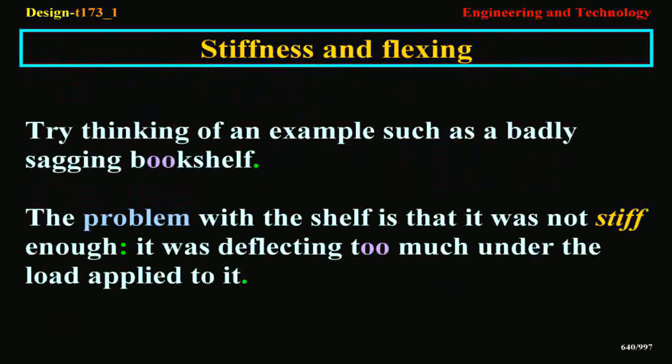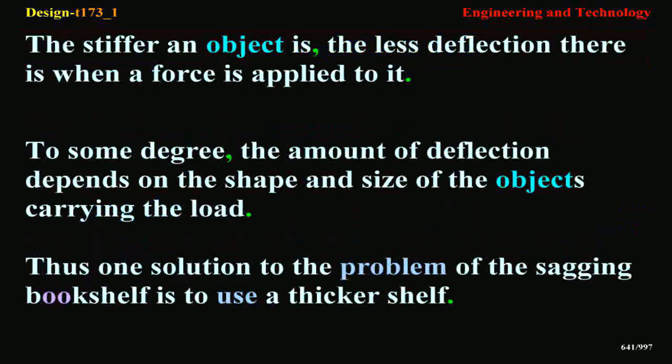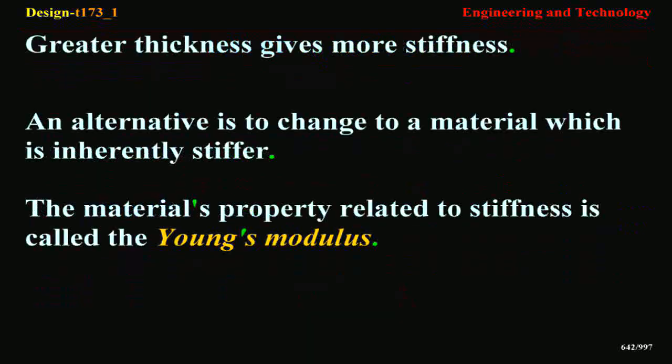Stiffness and flexing. Try thinking of an example such as a badly sagging bookshelf. The problem with the shelf is that it was not stiff enough. It was deflecting too much under the load applied to it. The stiffer an object is, the less deflection there is when a force is applied to it. To some degree, the amount of deflection depends on the shape and size of the objects carrying the load. Thus, one solution to the problem of the sagging bookshelf is to use a thicker shelf. Greater thickness gives more stiffness.